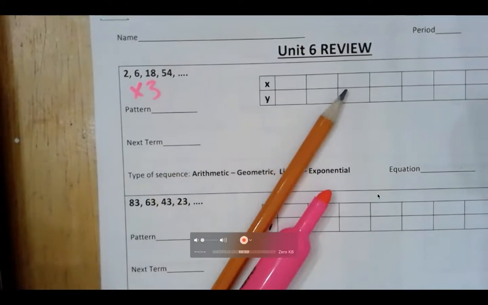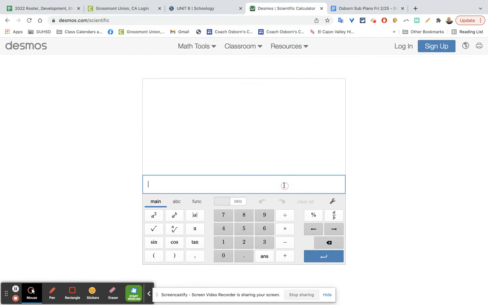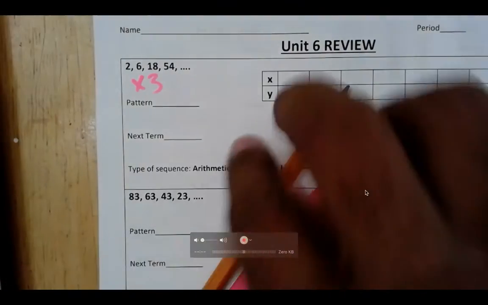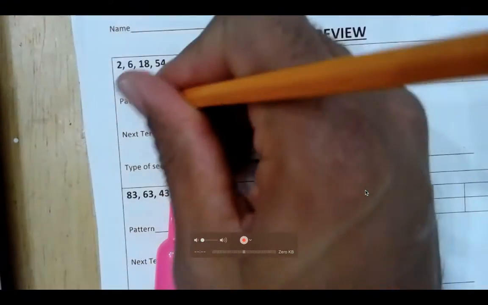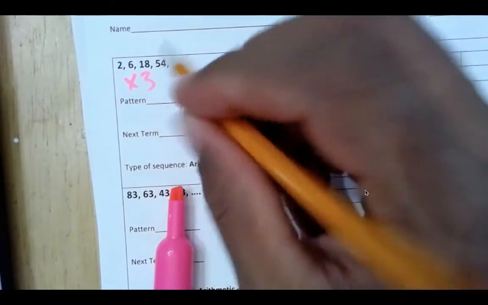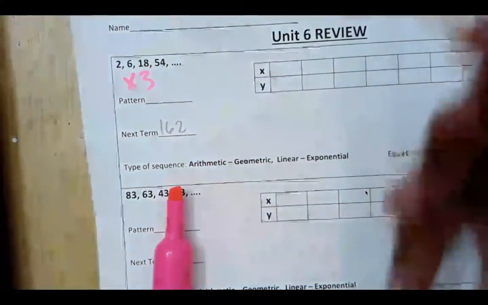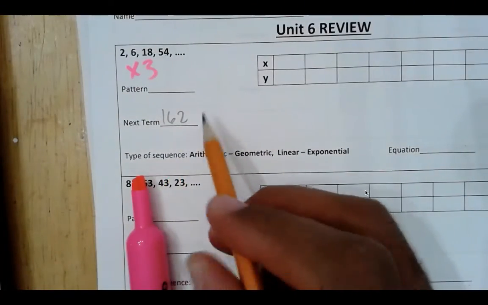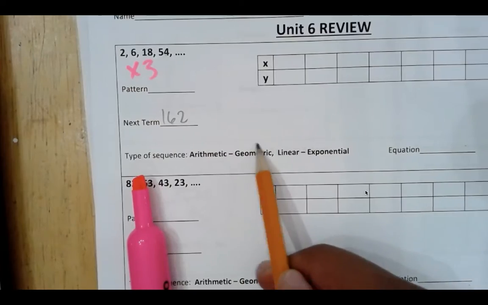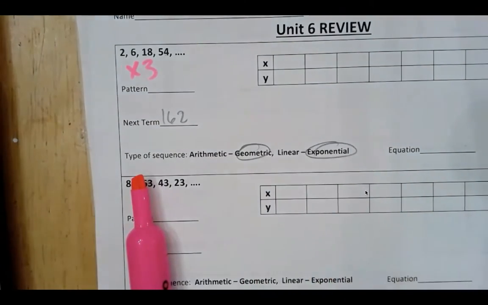So what I'm going to do is actually take out the calculator here. I'm going to do 54 times 3. So that's 162. So that's our next term. So basically, it's the next term after this one. Okay, so 162. What type of pattern is it when we are multiplying? That's going to be a geometric, which is also exponential.